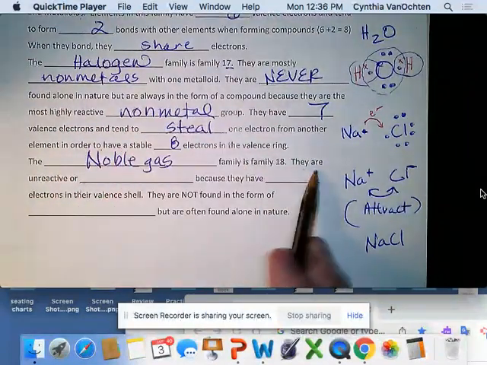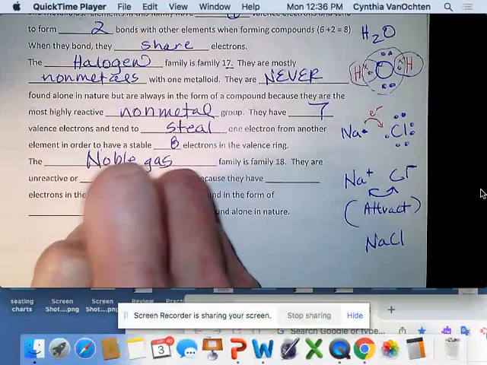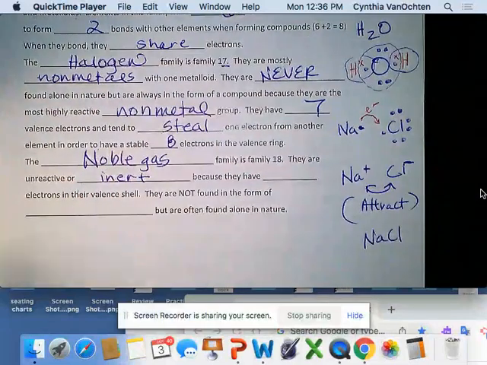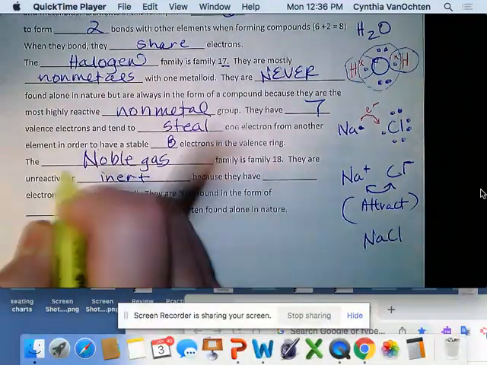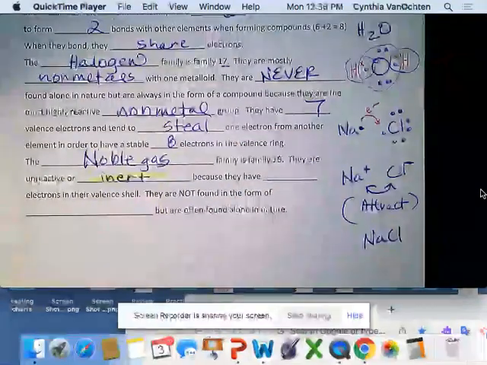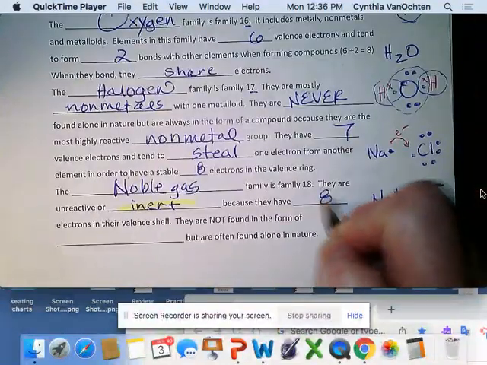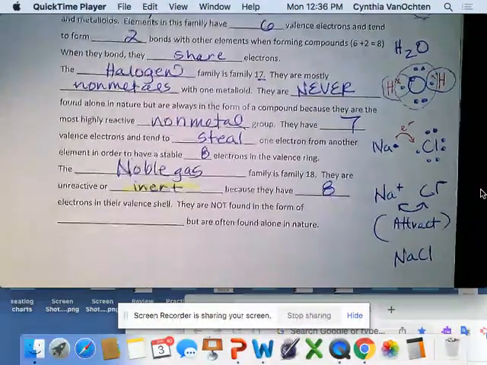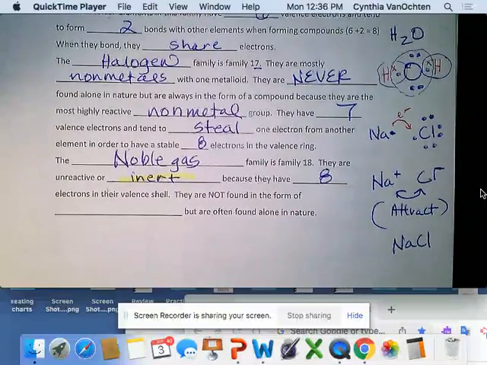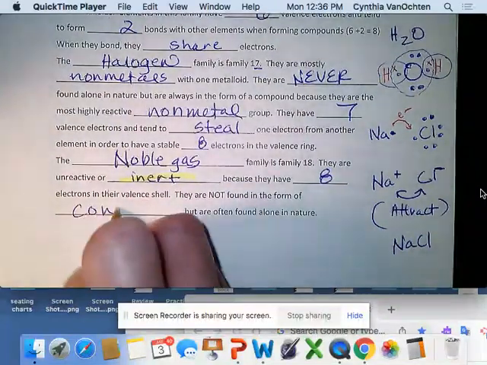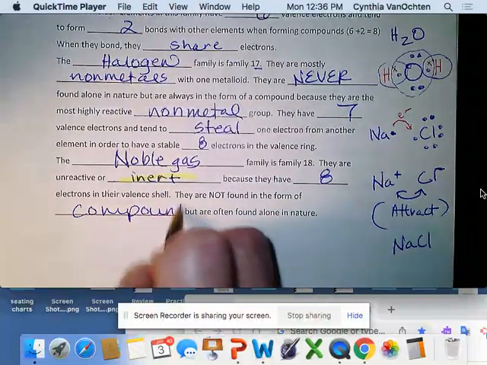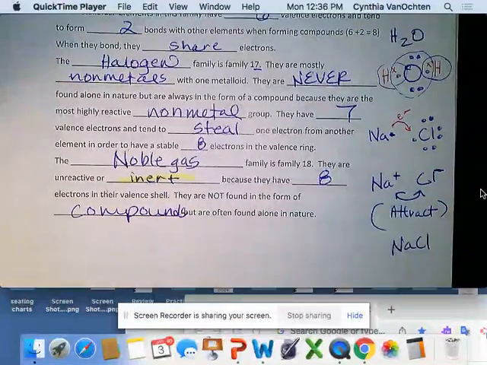Family 18 is unreactive, or the vocab term that I told you to memorize, inert, because they have 8 electrons in their valence ring. So they are not found in the form of compounds, but are often found alone because they are already stable.